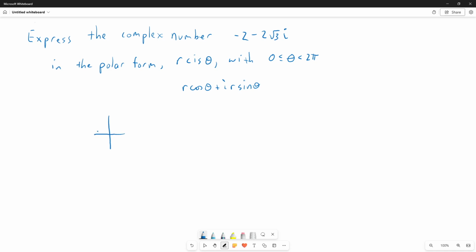So our complex number has a real part of -2 and an imaginary part of -2 root 3. And so the complex number lies in the third quadrant. The polar radius is the distance to the origin, and the polar angle is measured from the positive real axis.